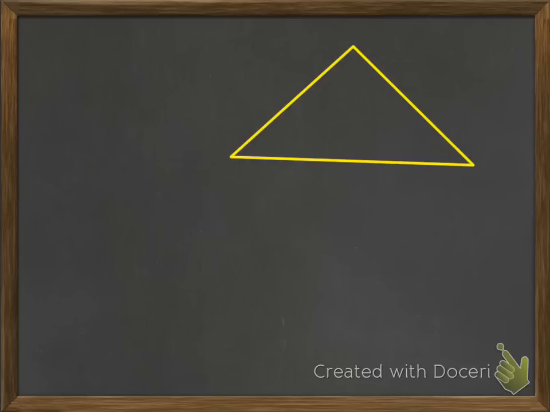So let's say you have this triangle. And what do we know about triangles? We know, first of all, that a triangle has three sides. We also know that if you add up all three of their angles together, they give you 180 degrees. It doesn't matter what kind of triangle it is, it's always equal to 180 degrees. Let's say that this angle is 50 degrees and this angle is 60 degrees.